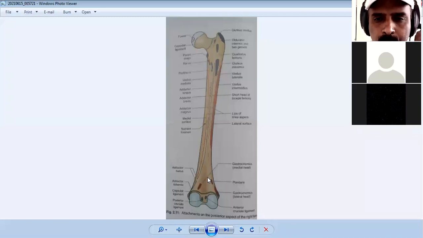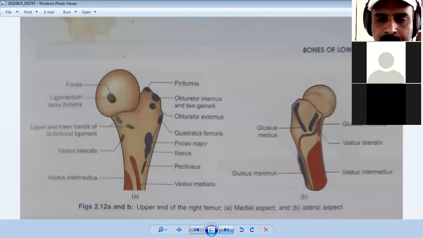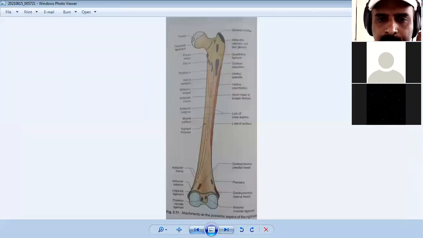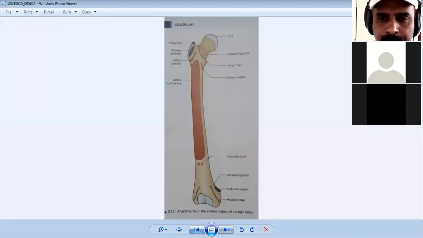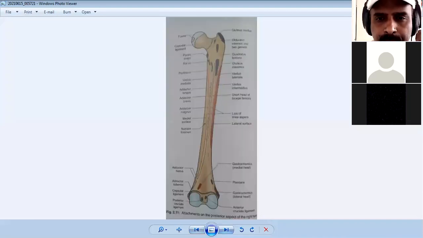This is all you have to remember about the shaft explanation. I have covered the upper end, lower end, and shaft. The shaft is divided into middle one third, upper one third, and lower one third. Accordingly, I have explained what borders and surfaces the shaft of the femur consists of. So after this, we have to explain the muscle attachments of the femur.